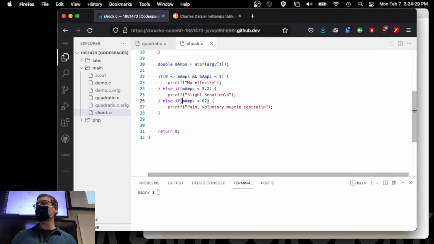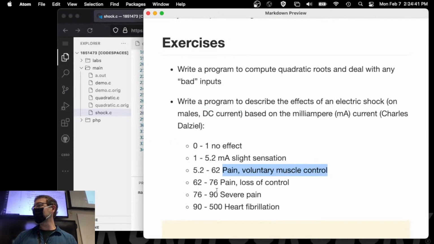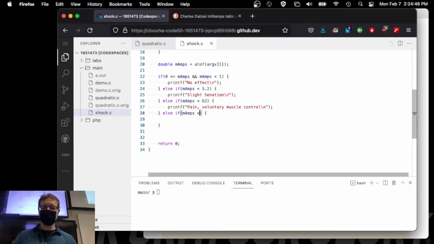Simpler code is better code. The KISS principle. Keep it simple. Stupid, yeah, if you want to be mean to yourself, go ahead. Right? So I'm going to follow this pattern for the rest of it. Milliamps on 62 to 76, pain, loss of control.